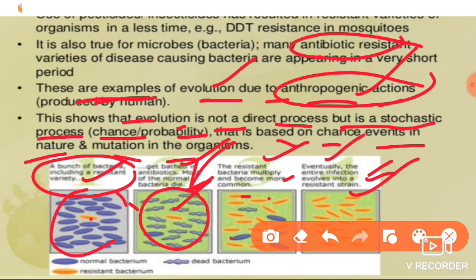Just read your NCERT textbook, as all these are given in your NCERT. Read all these, and along with that, please practice industrial melanism. Just understand the concept of industrial melanism, it's very easy, and along with that, the anthropogenic actions. In the next video lecture, we will discuss one of the important concepts, that is adaptive radiation. That is also very important from your examination point of view, and we will discuss it in the next class.